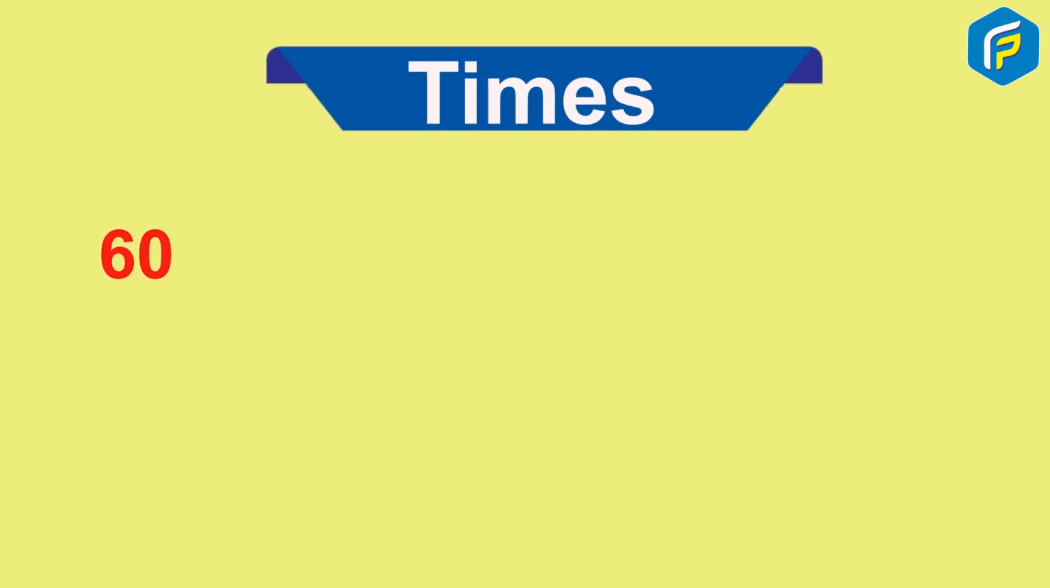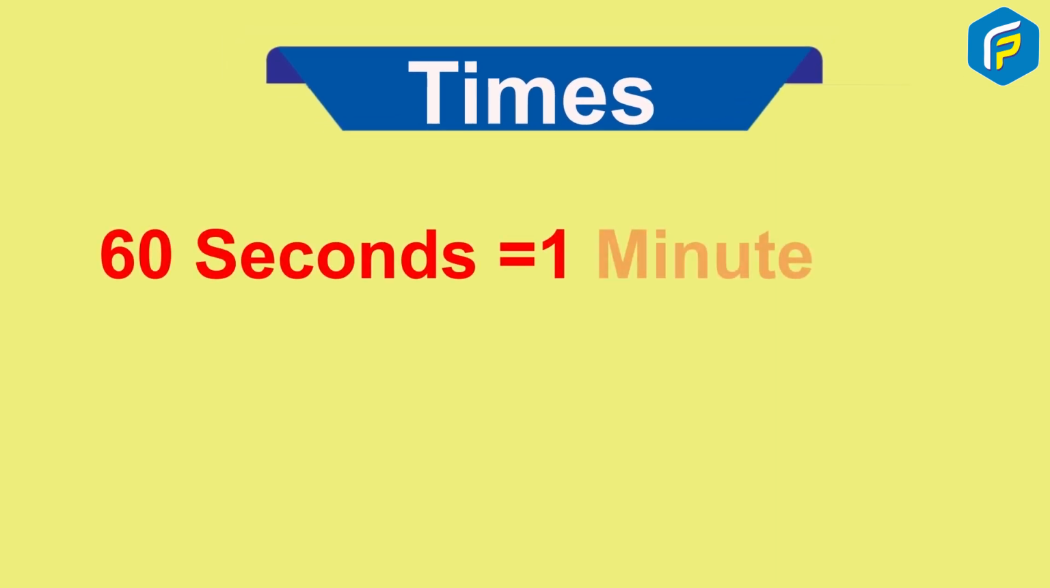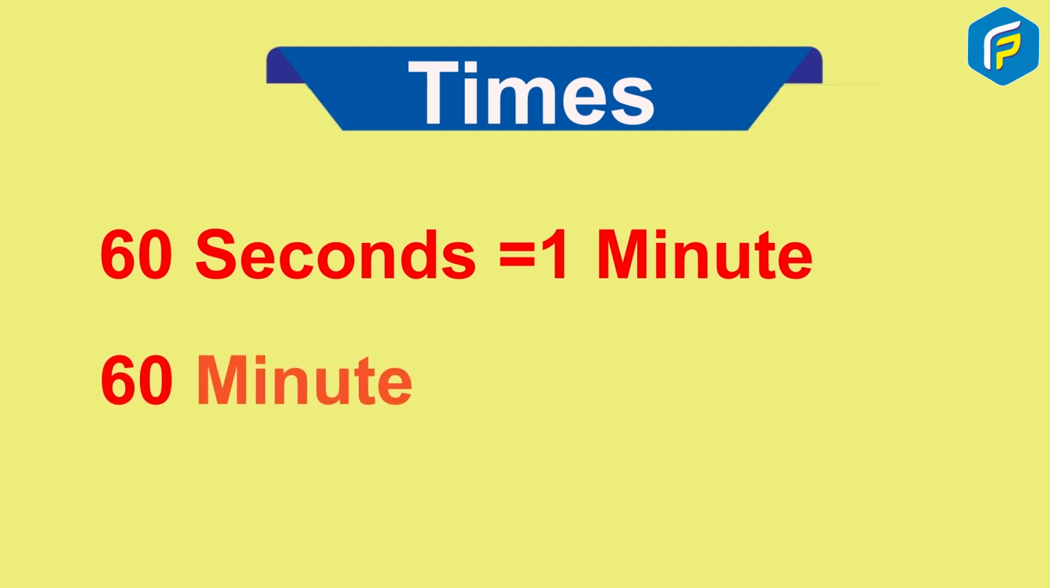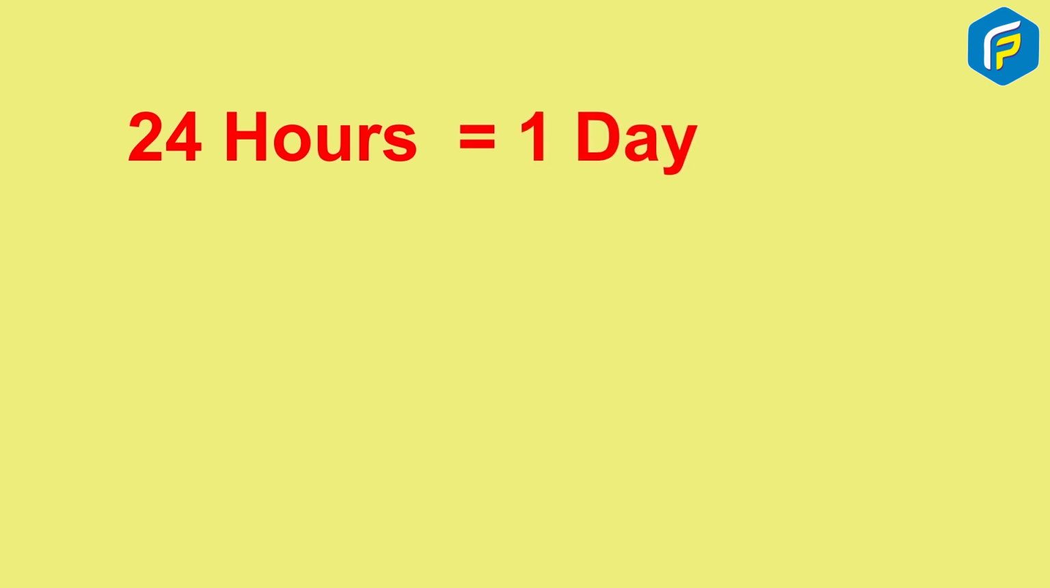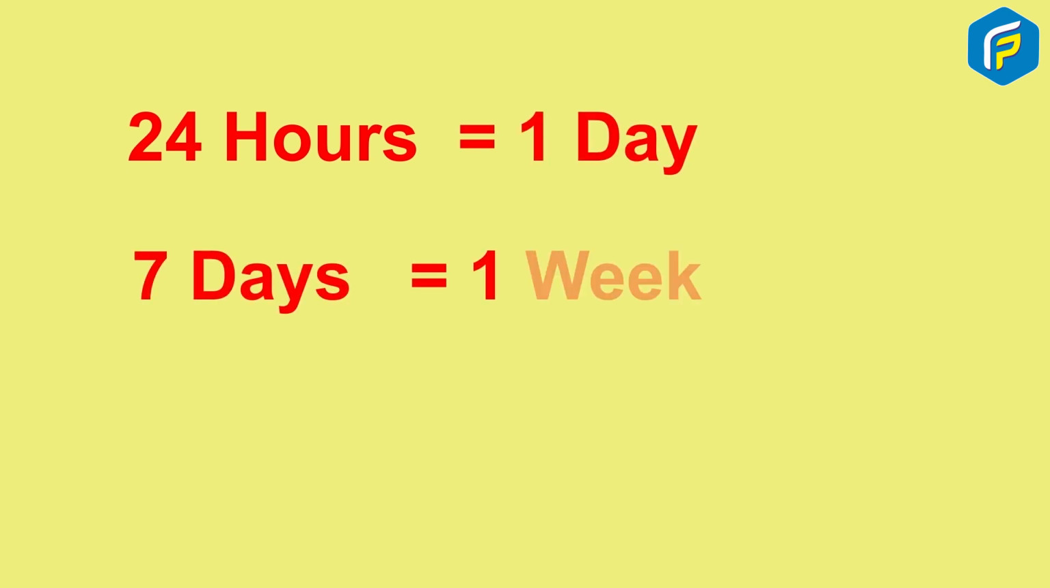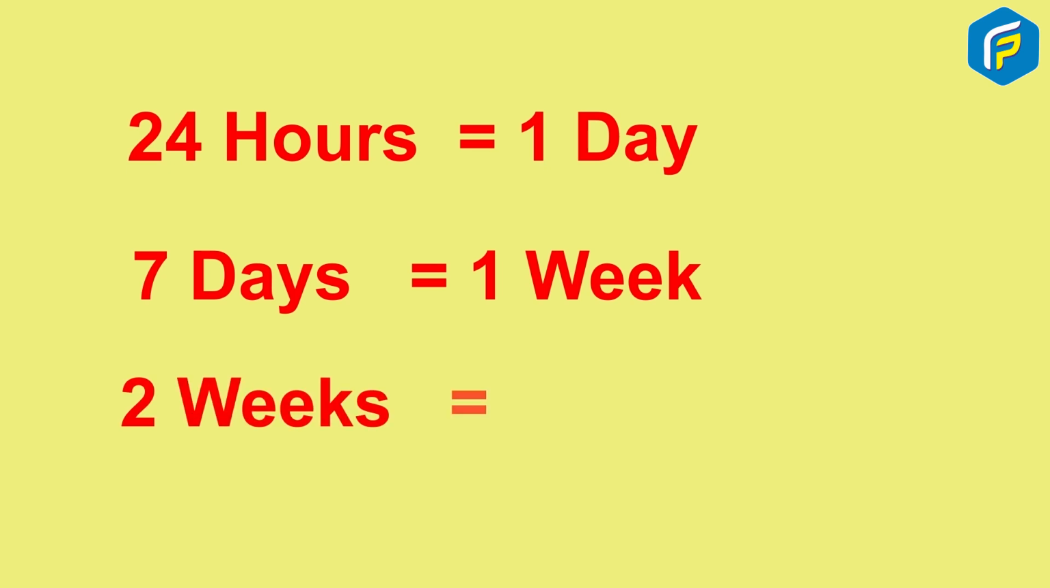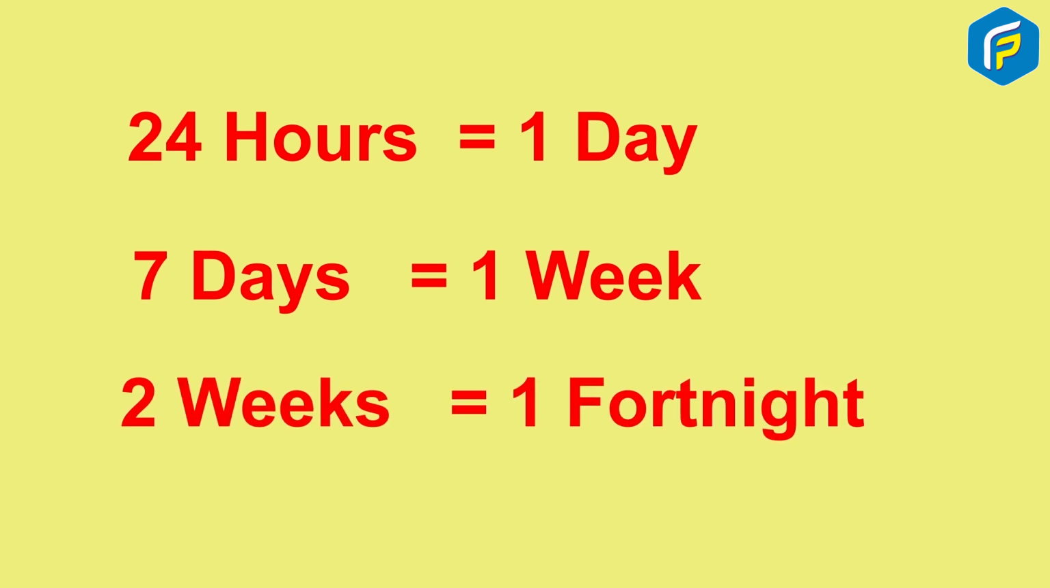Time. 60 seconds is equal to 1 minute. 60 minutes is equal to 1 hour. 24 hours is equal to 1 day. 7 days is equal to 1 week. 2 weeks is equal to 1 fortnight.